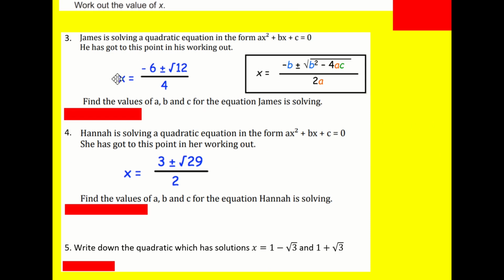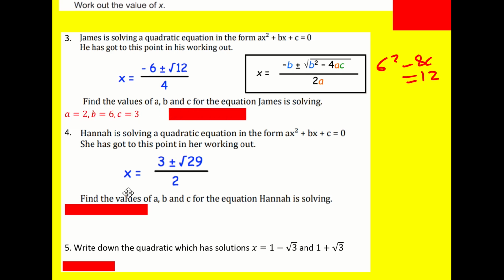So here I've given you the quadratic formula and asked you to work back to A, B, and C. You get B really easily. It's going to be 6 just by looking at the formula, and A is going to be 2. And then substitute in, so it's going to be 6 squared minus 4 times 2, which is just 8C, and that's going to equal 12. And you can rearrange that and you get C equal to 3. Similar here, those are the answers.